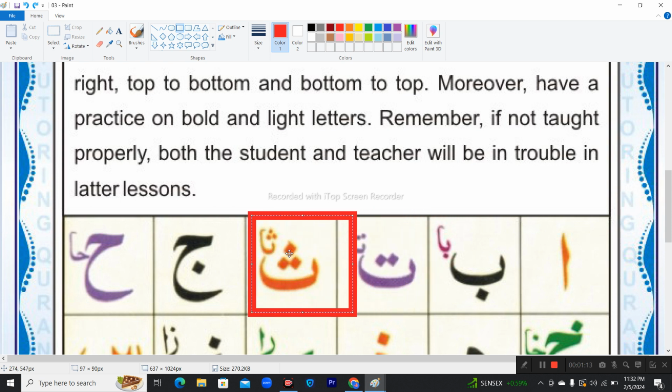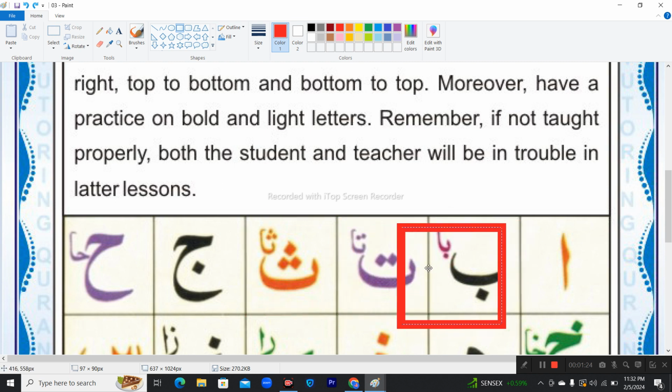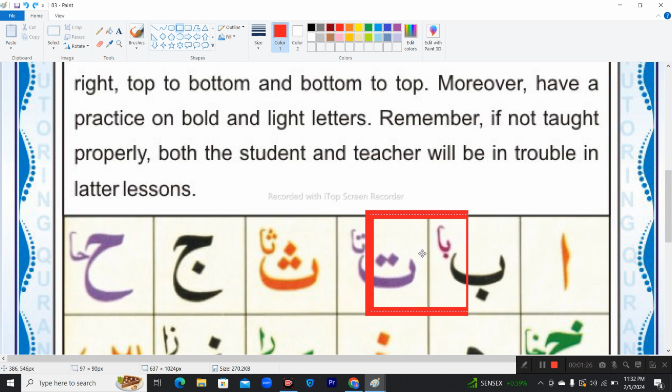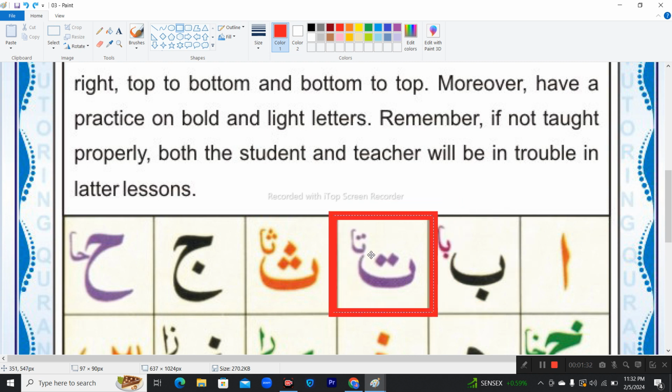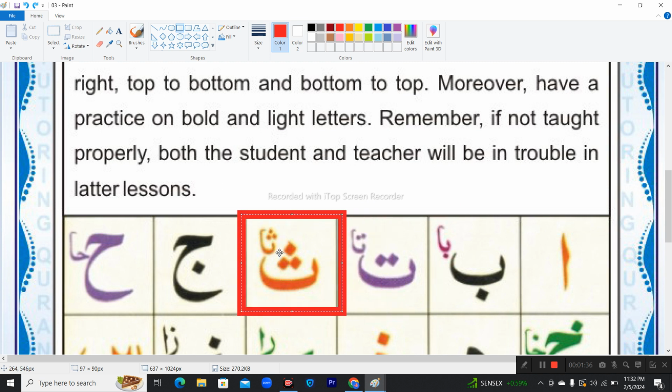And the next letter is Tha. Tha is a soft letter, so we read softly. Say Tha. And Tha has three dots on the top. So look, Ba, Ta and Tha have the same shape but are different in dots. Ba has one dot in the bottom. Ta has two dots on the top. Tha has three dots on the top.